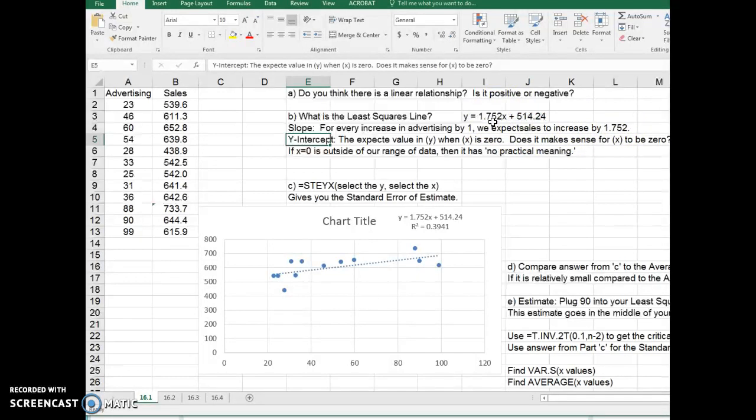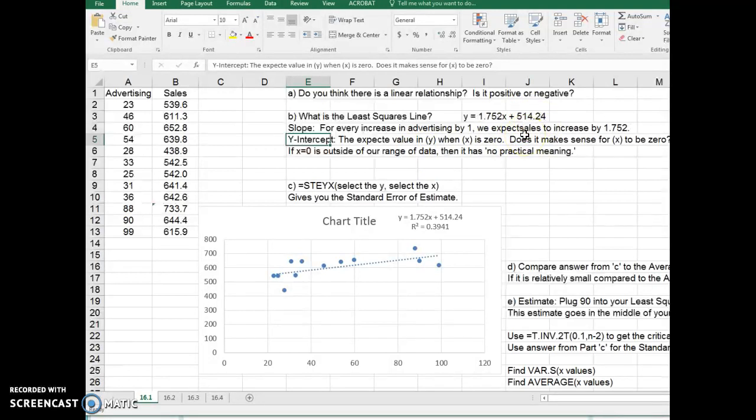All right, so that's good news if you're a company. You spend $1,000, you expect your sales to go up $1,752. Now, what's the y-intercept? That would be when x is 0. So if you spent $0 on advertising, you would expect to get that much back in sales.